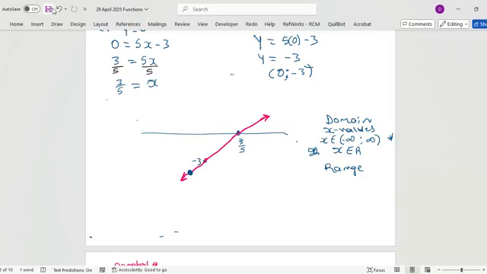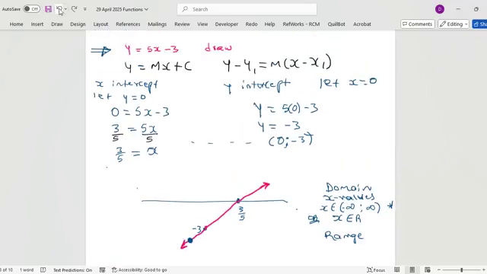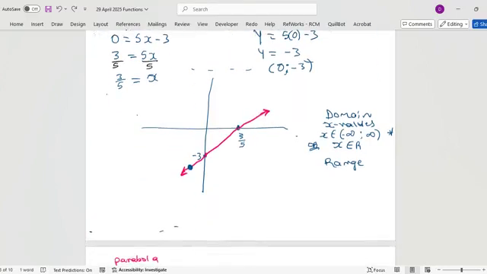I'm including both x values and y values, and they are there on every side. So the range of this graph will also be y is the element of real numbers. Or you can write y starts from negative infinity up to positive infinity. Myself, I just prefer this. X is the element of real numbers, y is the element of real numbers.